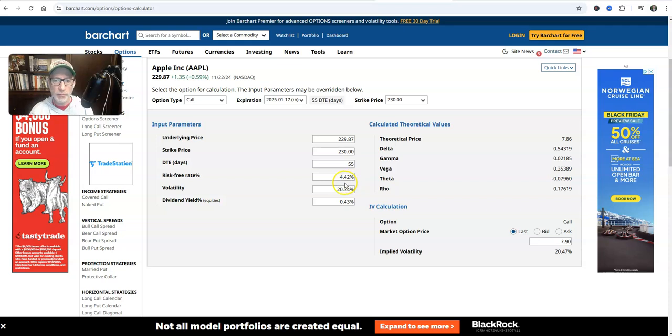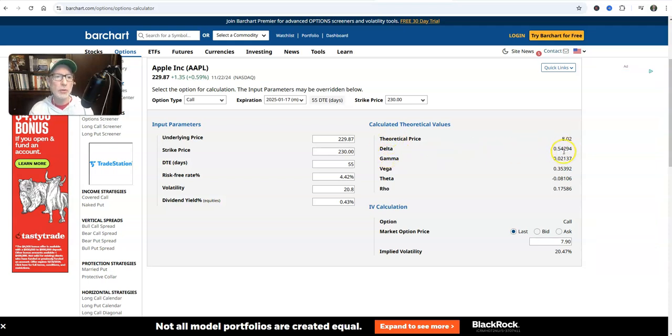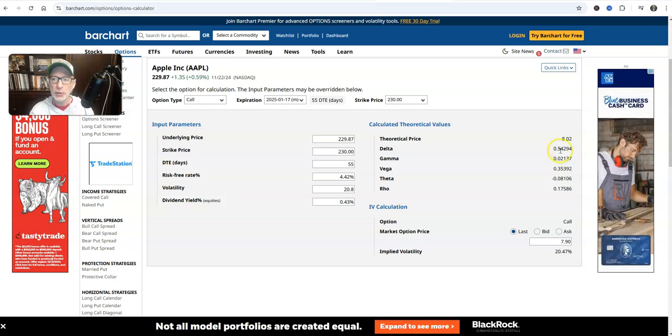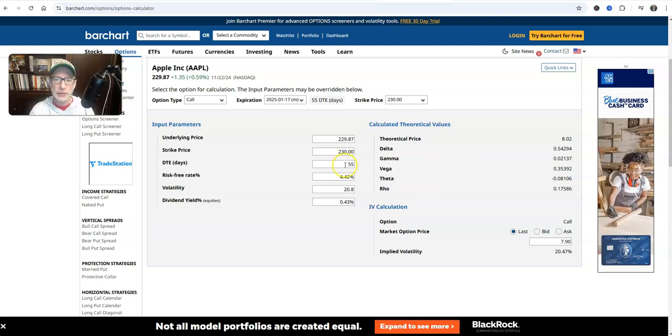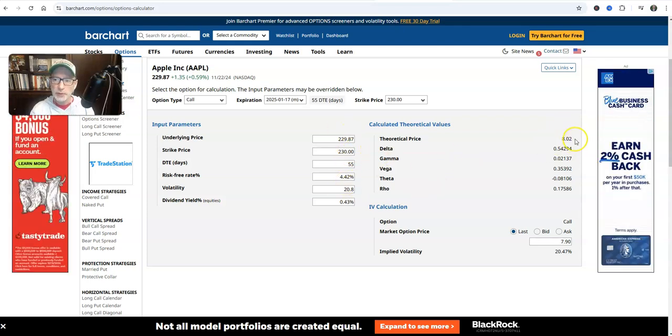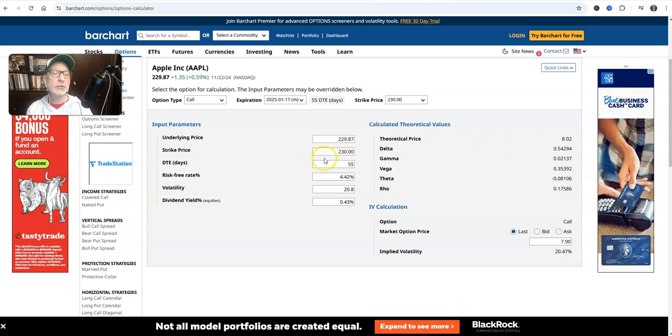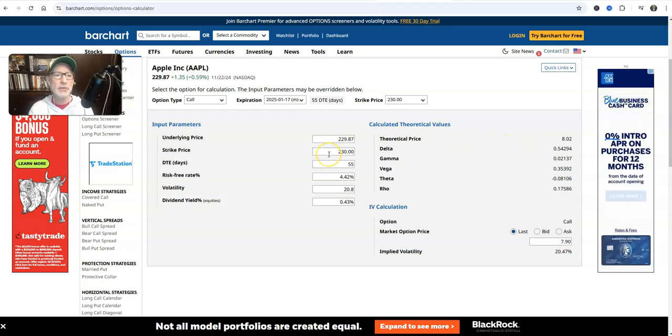So let's make this a little bit better. We're looking at the same thing. Let's move this up to 20.8%. You can change some of the inputs, and here's the outputs over here. Here's the theoretical price of the call option. Here's the delta at 54%. So it's a little bit less than what we saw in the option chain, where the delta was about 56%. This is about 54%. And here's the same numbers pretty much. The option's worth $802. So let's do some what-if scenarios here and see how the option value changes.